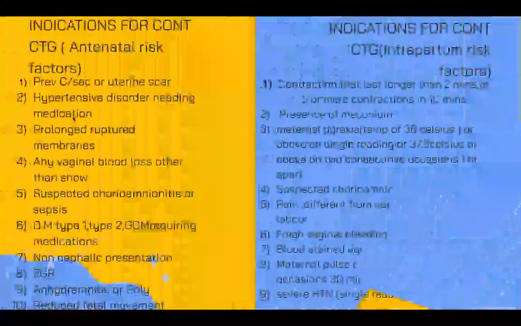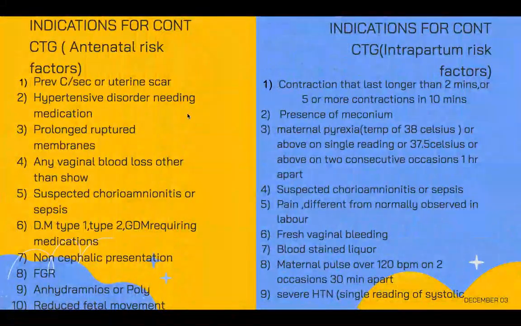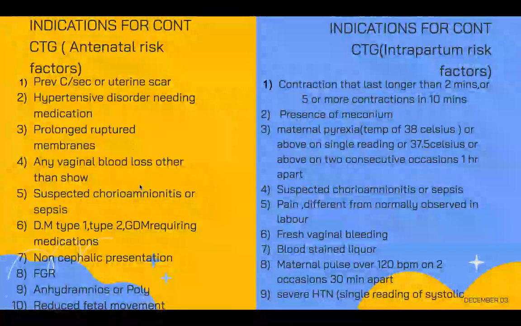Antenatal indications, my dear. Like I have told you, medical disorders. Two were the medical disorders, right? And three were the prolonged rupture of the membrane related, right? Hypertension and diabetes, combine these two, and these three are medical. Rupture of membrane, any vaginal blood loss. What happened after the rupture of membrane?